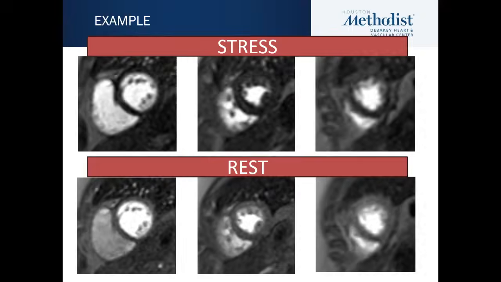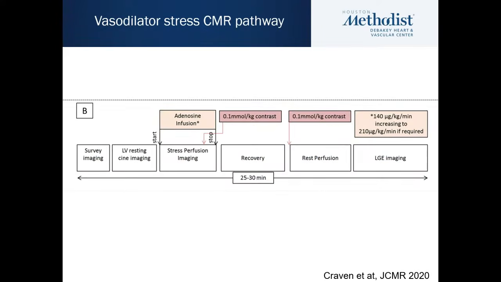So this is kind of what a normal scan would look like, and this is how we generally do this. You'll start by doing a rest acquisition, showing the LV function at rest. You'll do adenosine or regadenoson, followed by the stress acquisition with those 3 slices that I showed you earlier.